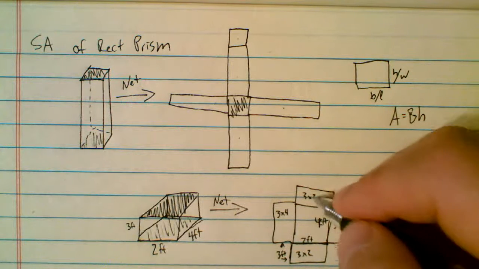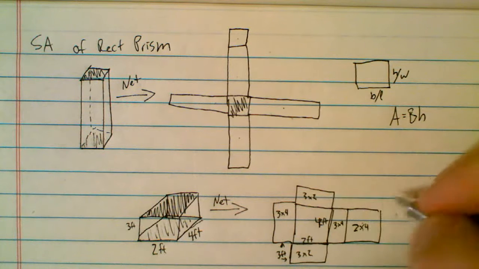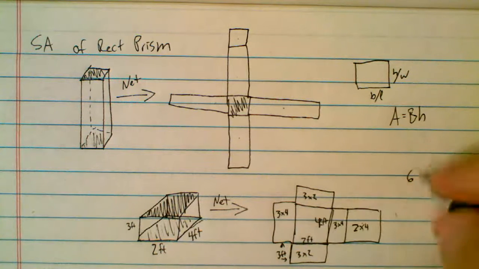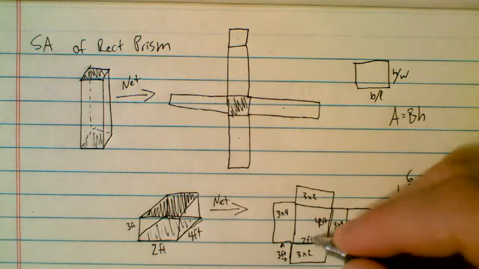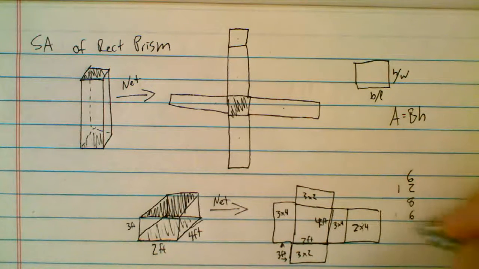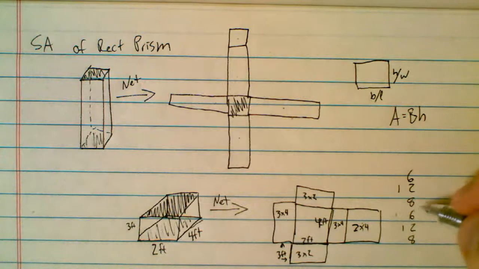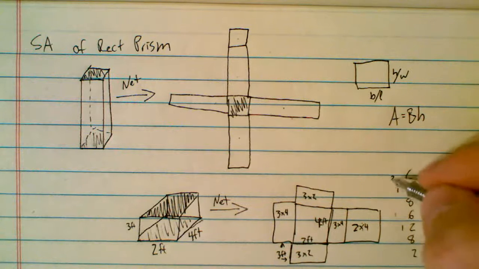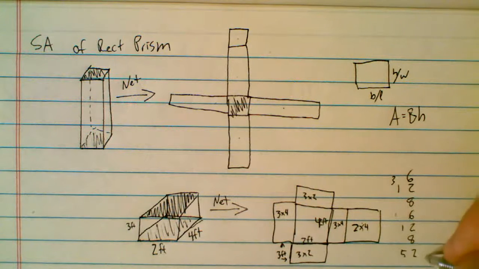Basically, what we do is we take 3 times 2 is 6. 3 times 4 is 12. 4 times 2 is 8. 3 times 2 is 6. 3 times 4 is 12. And 2 times 4 is 8. We add those all up. 6, 12, 8, 6, 12, 8. 2, carry the 3. 3, 4, 5. 52 feet. And we'll always have that be squared.